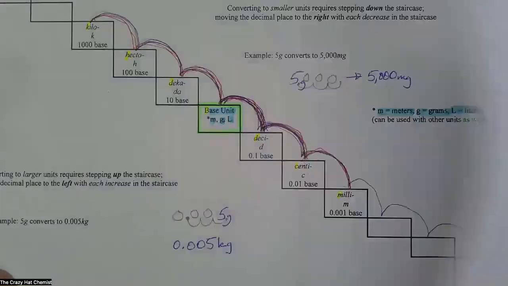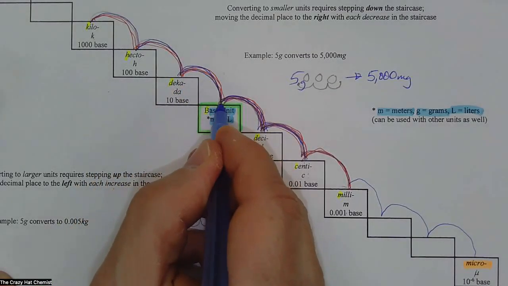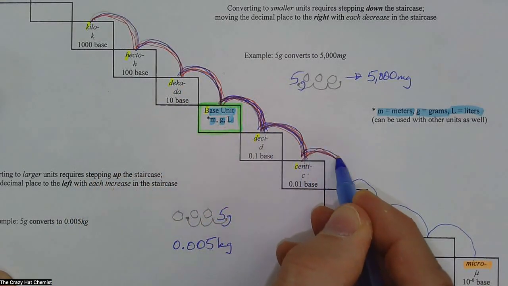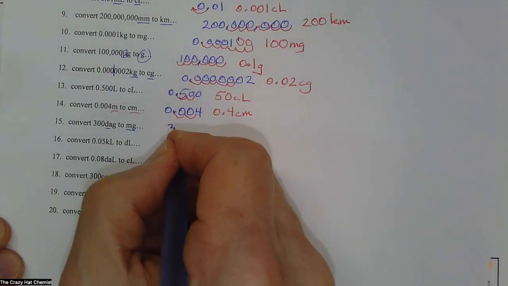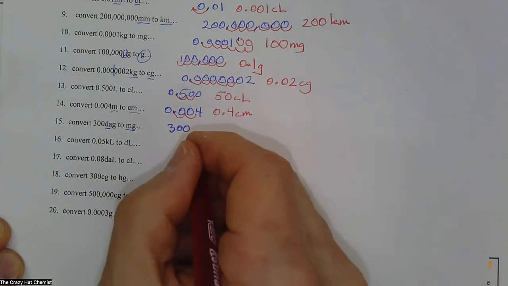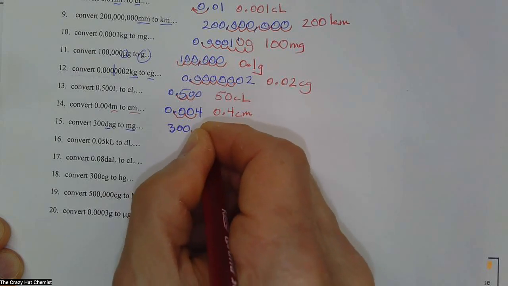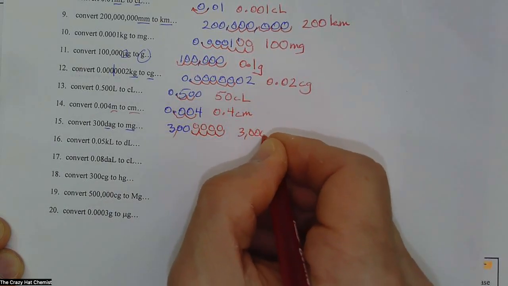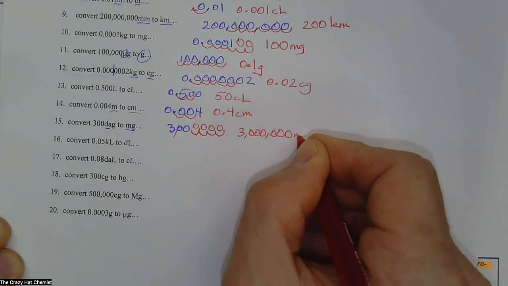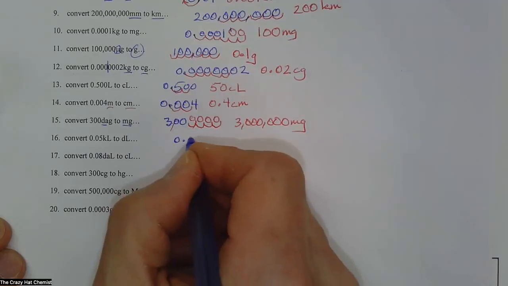Decagrams to milligrams. So deca is right here. We're going to go 1, 2, 3, 4 to the right. So 4 to the right. So we have 300, and we're going to take that and go 4 to the right. So that's 1, 2, 3, 4 to the right. Let's replace these with zeros, and that's a comma, and that's a comma. So 3 million milligrams. Perfect.